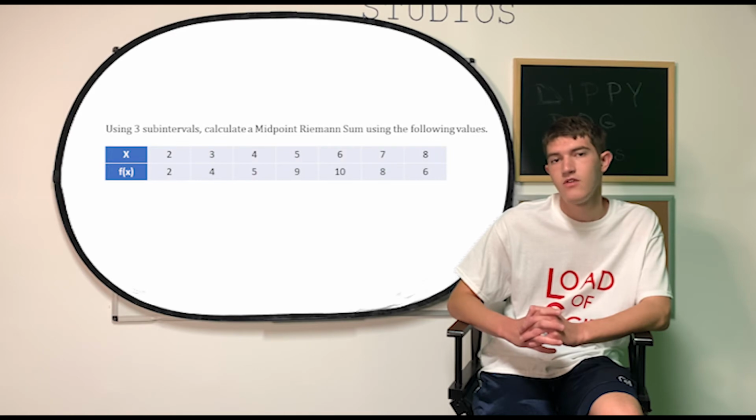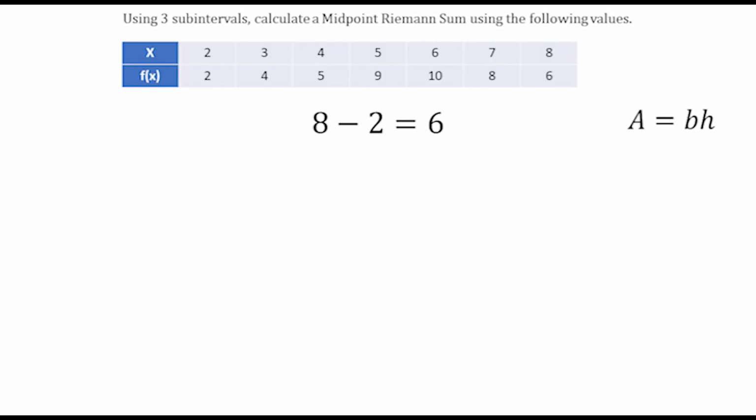To better show how to do a midpoint Riemann sum, we'll use new values. Using 3 subintervals, calculate a midpoint Riemann sum using these values. To do this, interval width is calculated the same way. 8 minus 2 equals 6, 6 divided by 3 equals 2. Each interval is 2 units wide, so 2 to the 4, 4 to the 6, and 6 to 8. Remember, being a midpoint approximation, take the middle value.